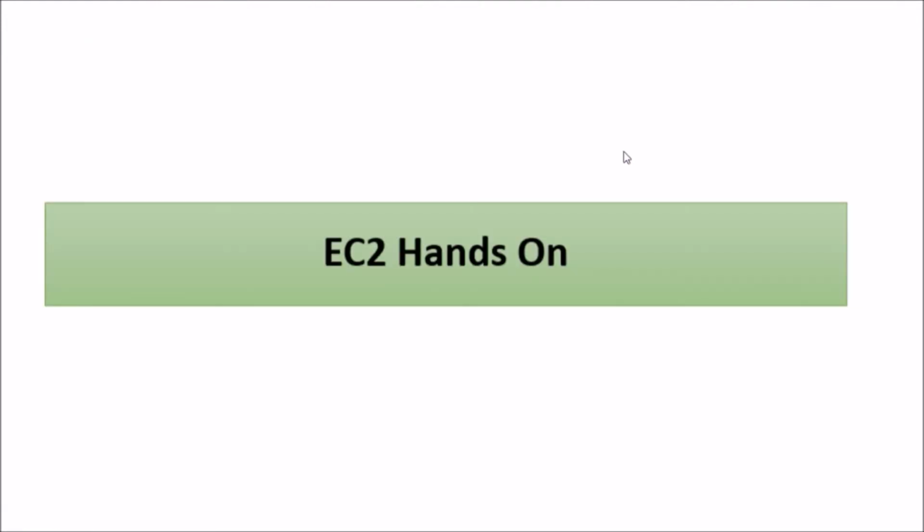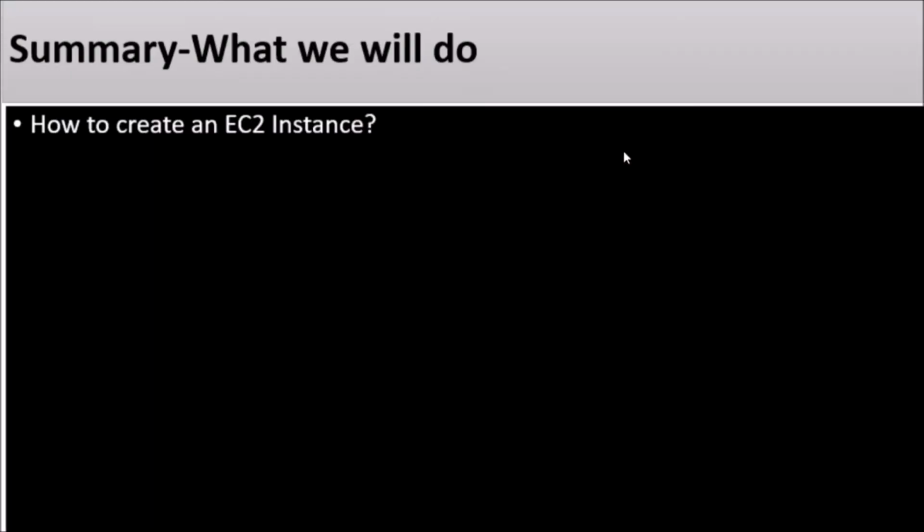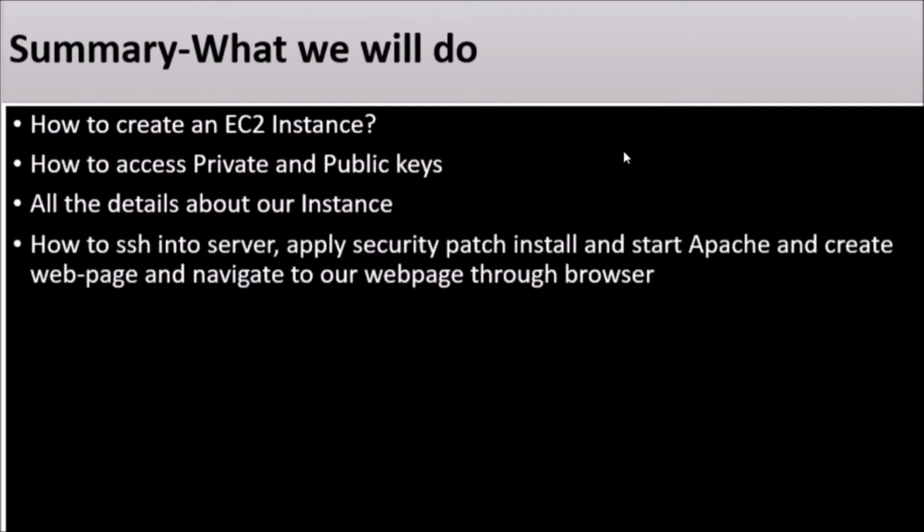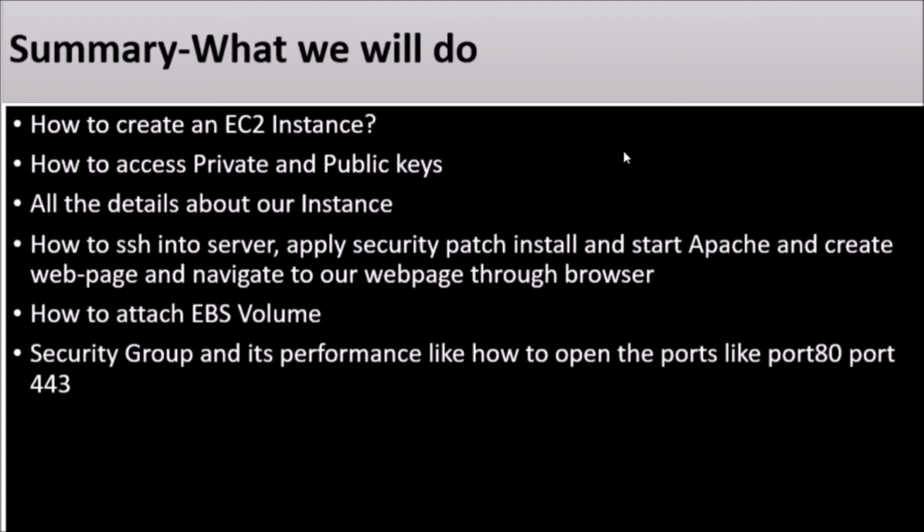Now we will do some EC2 hands-on. In the hands-on we will first create the instance, then we will access the private and public keys and all the details about our instance. Then we will see how to SSH into the server, apply security patches, install and start Apache, create a web page and navigate to our web page through the browser. Then we will check how to attach an EBS volume, and then security groups and their performance, like how to open a port such as port 80 or port 443.